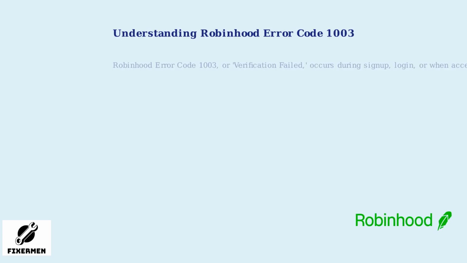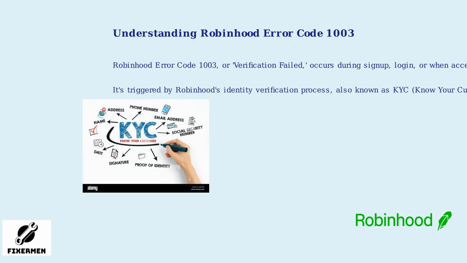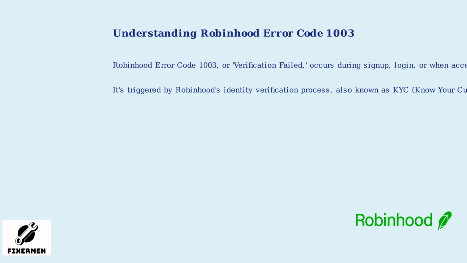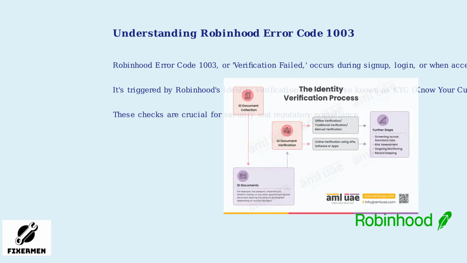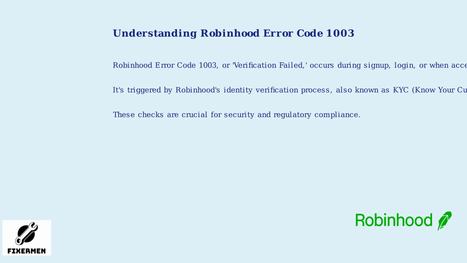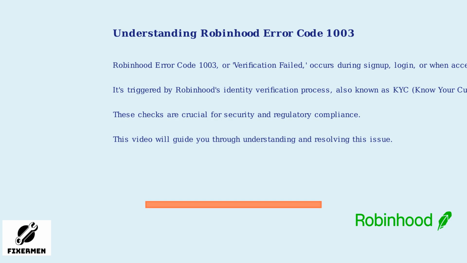Robinhood error code 1003, commonly known as verification failed, appears when users try to sign up, log in, or access certain features on the platform. This error is triggered by Robinhood's identity verification process, which involves know your customer checks to ensure user security and comply with regulations. These verification checks are essential for maintaining security and meeting regulatory requirements in the financial industry. This video will guide you through understanding and resolving this issue step by step.